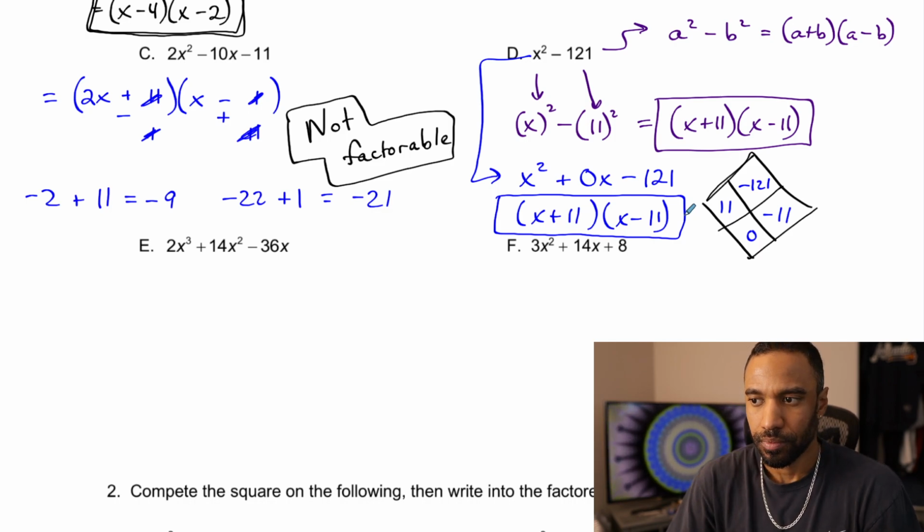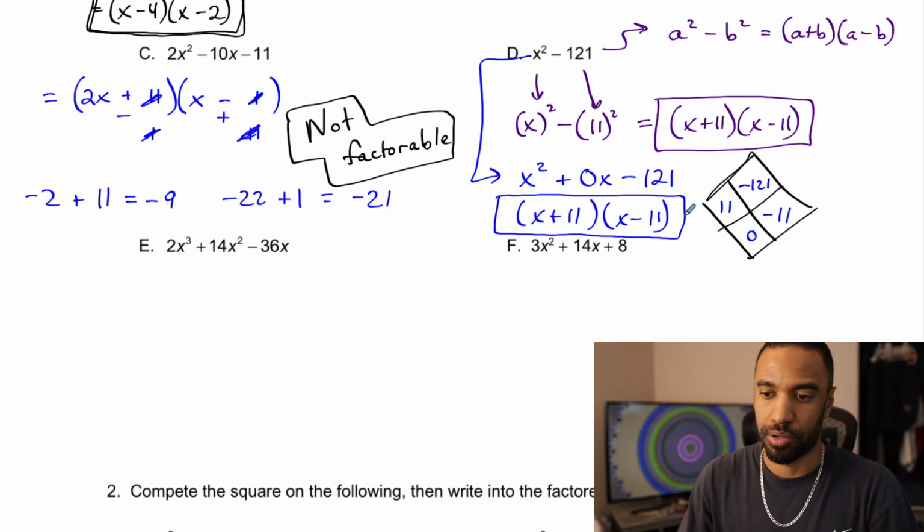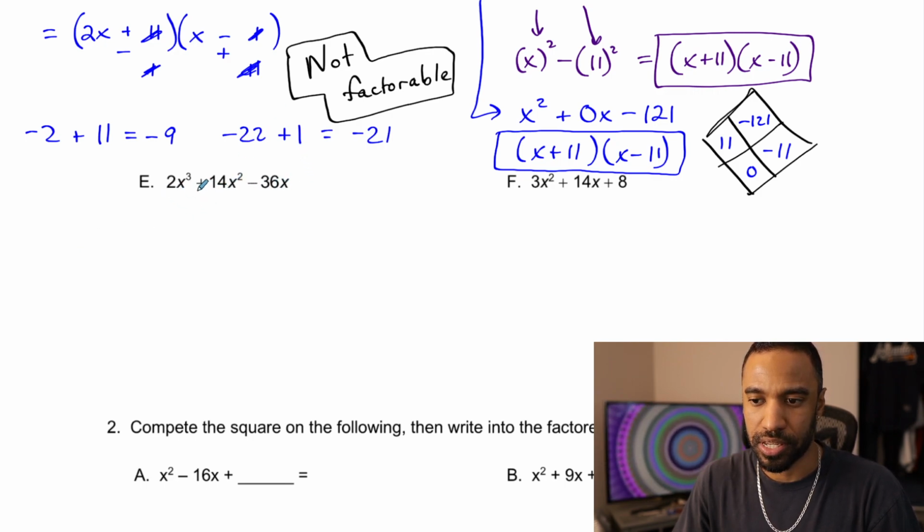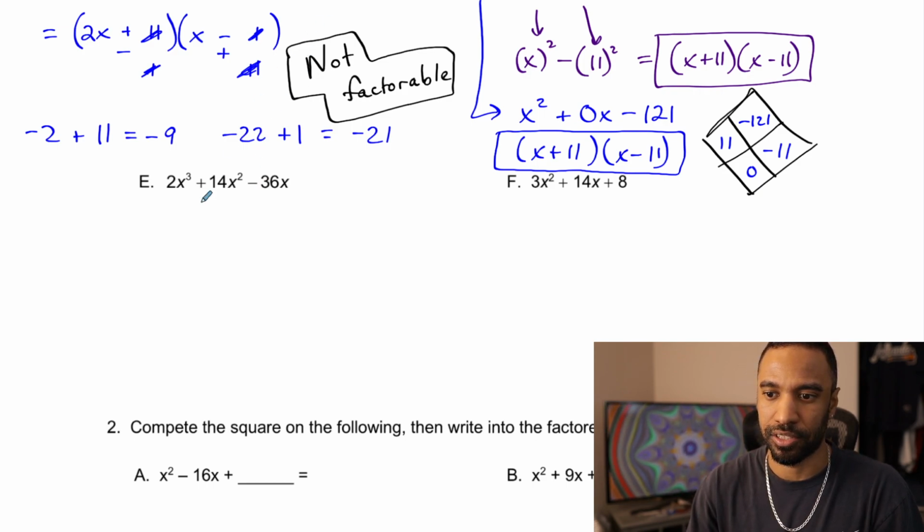Okay. All right, so same answer either way there. Okay, part E. 2x cubed plus 14x squared minus 36x. All right, I see x's in all three terms. I'm definitely going to factor out an x.